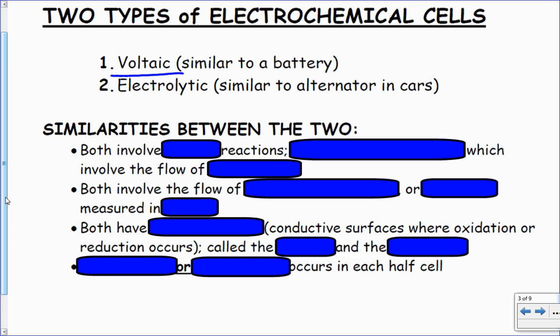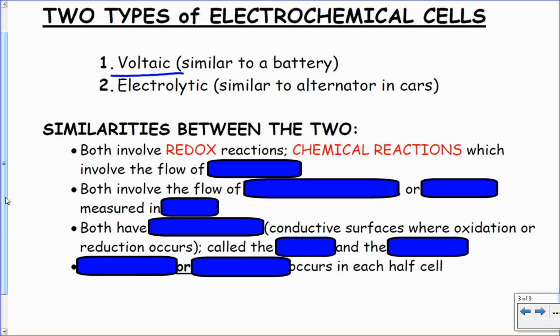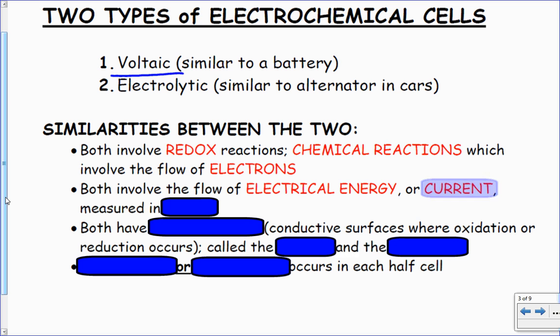So real quick, let's do some similarities of the two. They are both redox reactions, which are chemical reactions that involve a flow of electrons. Please remember that is the definition of electricity, flow of electrons. They both have this flow of electrical energy or current measured in volts. I do believe if we were in physics, we might actually measure it in amps. But that's not really anything we're going to have to worry about.